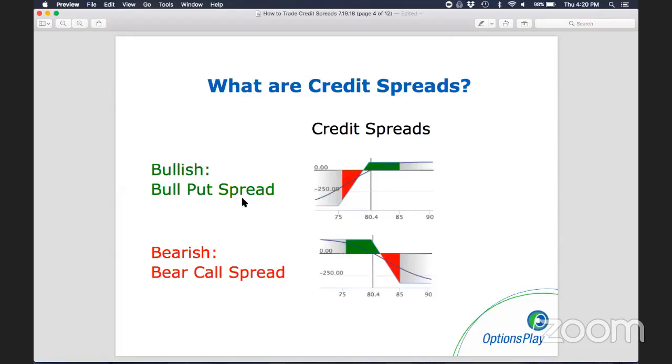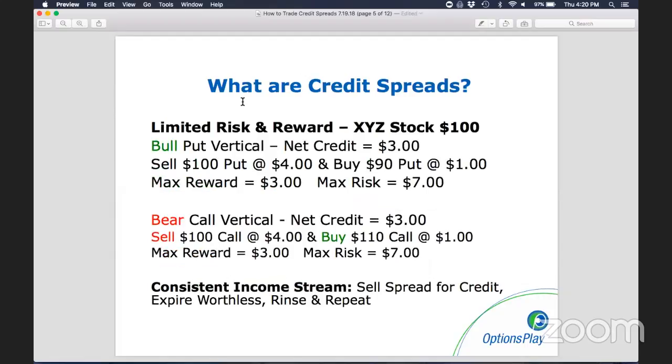So, very simply, what are credit spreads? They are two different types of spreads. You have a bull put spread for those of you that are looking for a bullish opportunity in the market, and a bearish spread, that's called a bear call spread, if you have a bearish view on the underlying stock or ETF. So how do you actually construct a bull put spread or a bear call spread? It's actually quite simple. Let's take a look at some examples here.